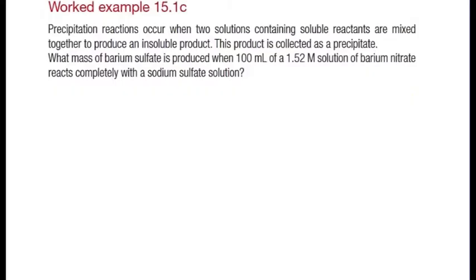So we're working on a precipitation reaction, particularly working with solutions, which is what we've been doing lately. I'll just read it through. In precipitation reactions, two soluble reactants mix, and you get an insoluble product, and that's called a precipitate. So the question is, what mass of barium sulfate is produced when 100 mL of a 1.25 molar solution of barium nitrate reacts completely with sodium sulfate solution?